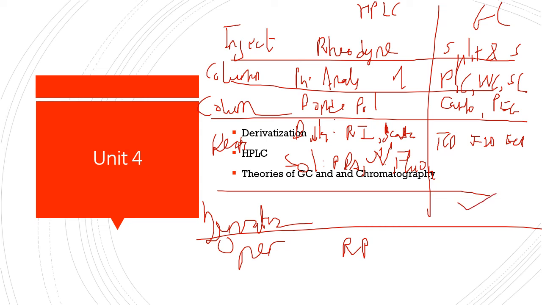Derivatization is mostly in GC. Pumping system: there is no pumping system required in GC. Carrier gas: there is a carrier gas requirement in GC, not in HPLC.